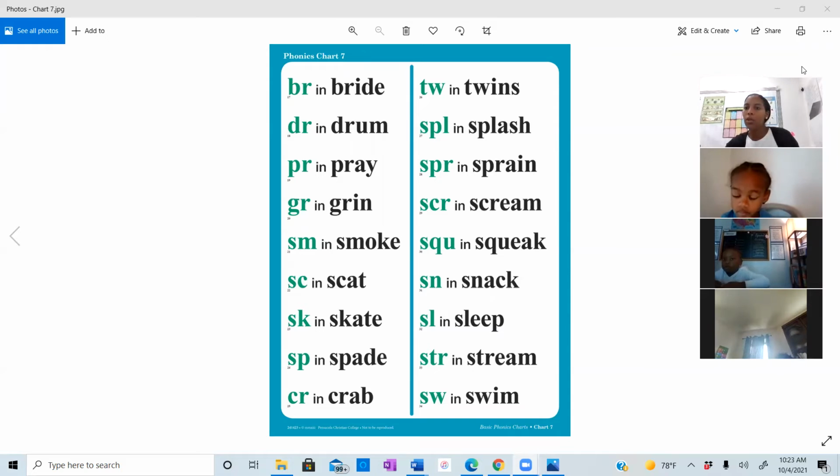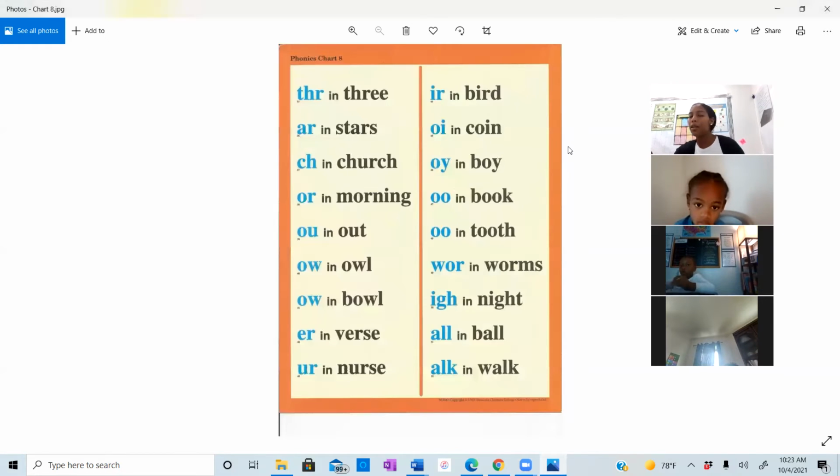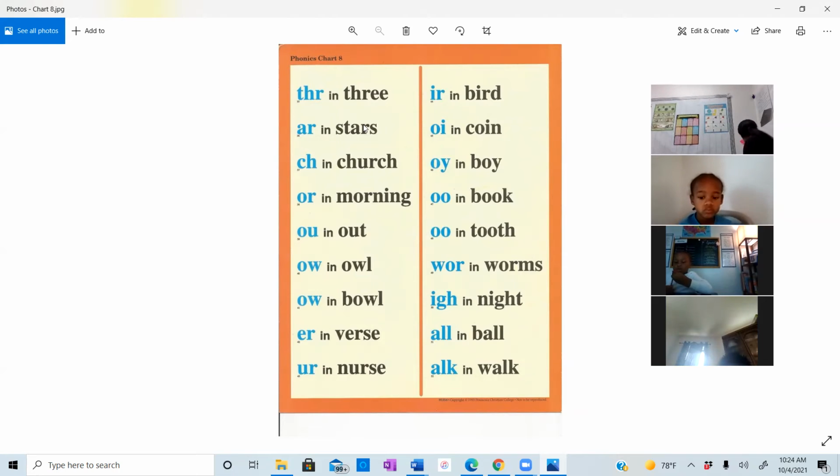So I'm going to introduce chart 8 to you. This is what chart 8 looks like. So I'll just go over the sounds today. I want you to just listen. Tomorrow we'll start saying it together. Okay, so I'll go over the sounds first. You can just listen.